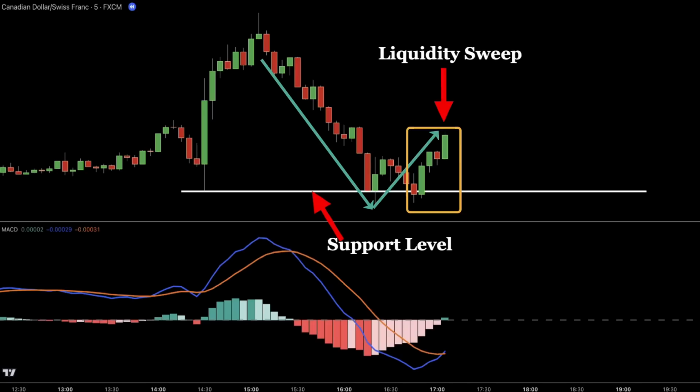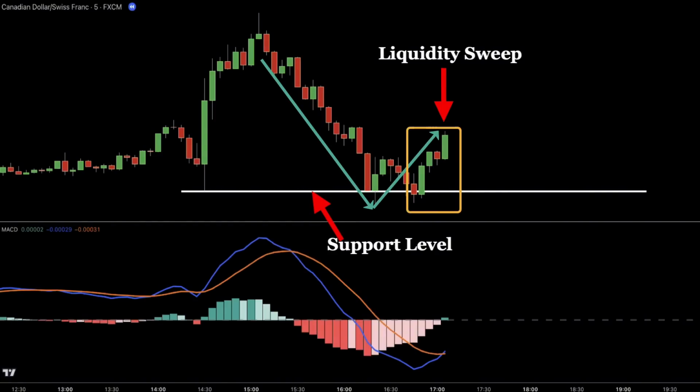This is a classic liquidity sweep. Smart money manipulated the price to break below support, trapping retail traders who thought a breakdown was happening. Their sell orders get triggered, and their stop losses get hit as the market reverses upward. This sweep signals that smart money has likely finished grabbing liquidity and the market is ready to move up.